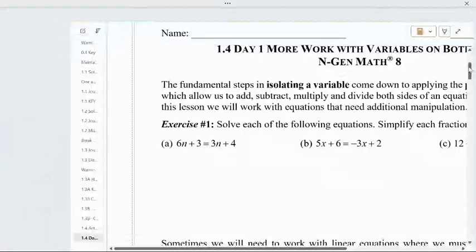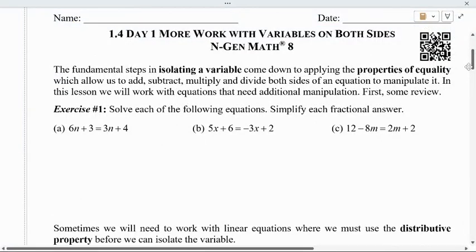All righty. So the fundamental steps in isolating the variable come down to applying properties of equality. Whatever you do to one side, you have to do to the other. Whether you're adding the same thing to both sides, subtracting the same things, multiplying, dividing, it doesn't matter. So we just have to make sure that whatever we do on one side, we do to the other. The only difference is that now we have variables on both sides.